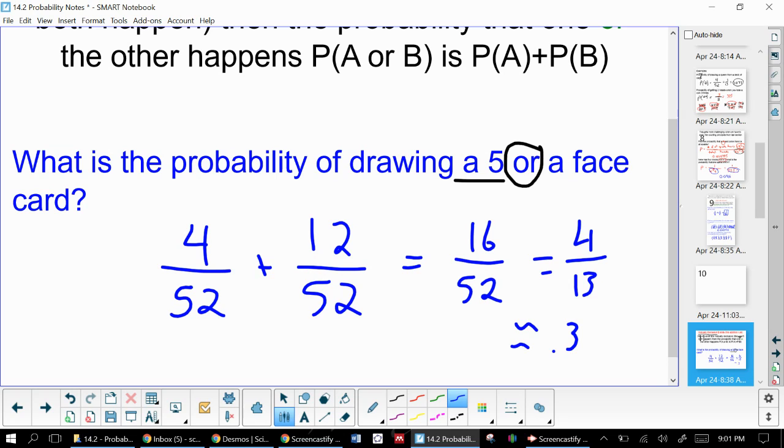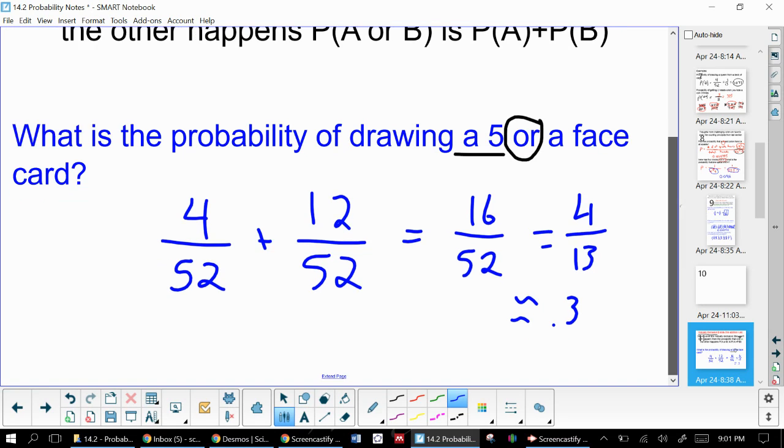About 0.3. Now, the reason this works is because there's absolutely no way you could draw a number that is a 5 and a face card. There's no such thing. Now, let's do an example here of one that wouldn't be that way.